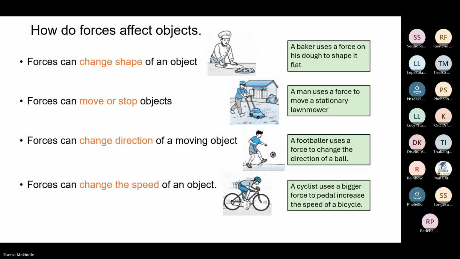And then a footballer uses force to change the direction. Somebody can kick a ball towards you, and you can actually change the direction and kick it the other way. So you are using force to change the direction of the moving object. And forces can also change the speed of an object. For example, here a cyclist can pedal faster. By pedaling faster, the cyclist will be using more force, so the bicycle will travel faster.